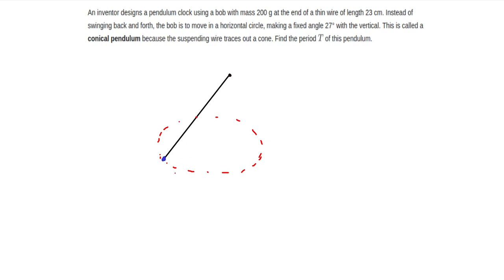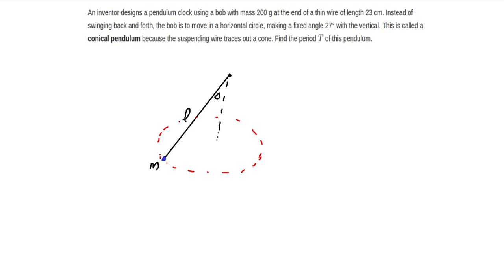And so we want to find the period, for this mass to go around one revolution. For now, I'm just going to solve symbolically. So I'm going to say the mass here is m, the length is L, and the angle with the vertical is 27 degrees, but I'll just call that theta.